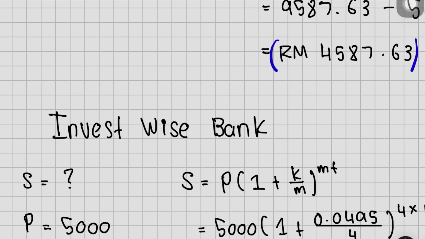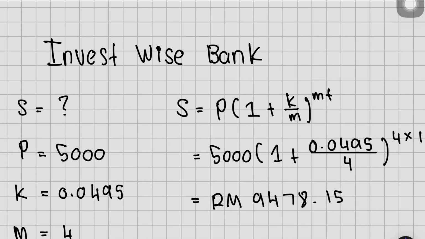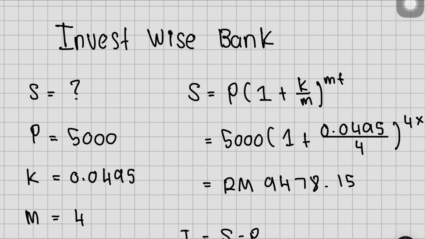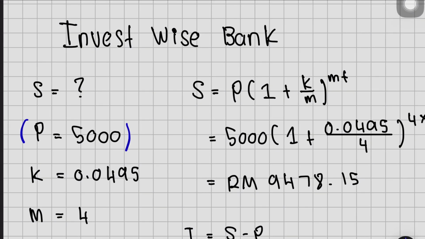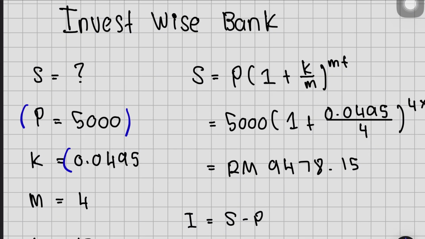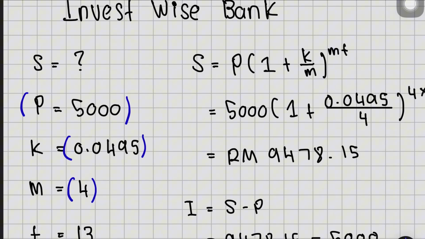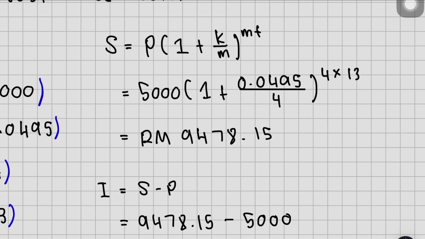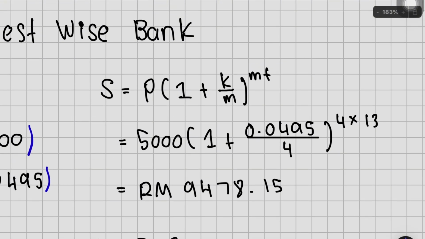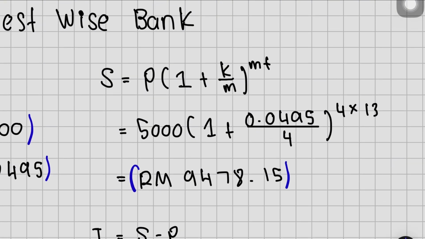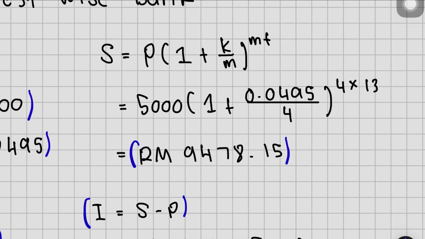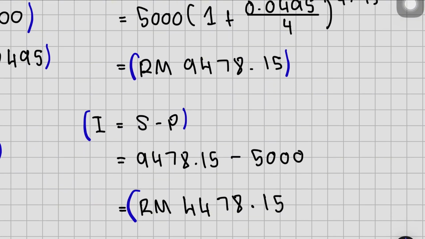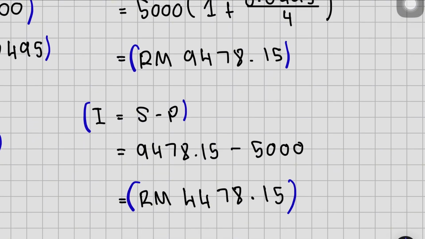Now we find the future value for InvestWise Bank, using the same formula of S equals P bracket 1 plus K over M to the power of MT. We enter the same principal value, but the difference is in the compound rate and the frequency of conversion, and the T remains the same. For InvestWise Bank, the future value is 9,478 ringgit and 15 cents, and we use the same interest formula S minus P, where we get 4,478 ringgit and 15 cents.